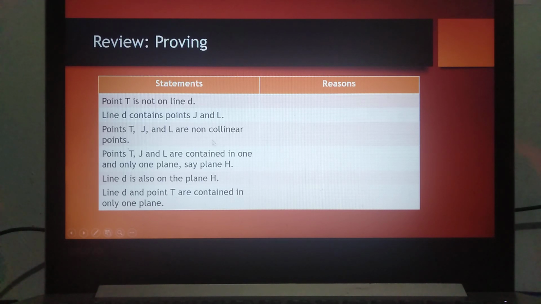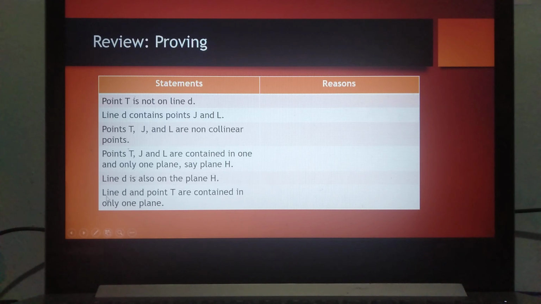So, or we can state that since J and L form two points, and that is line D, therefore line D is on the same plane. Yun, pwede na yun. Again, for reasons, we can use statement or in a form of sentence form. Yun, to support our statement or our reason.